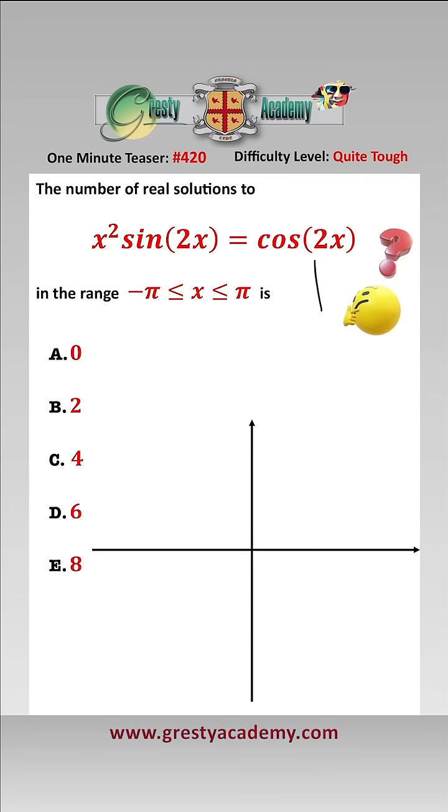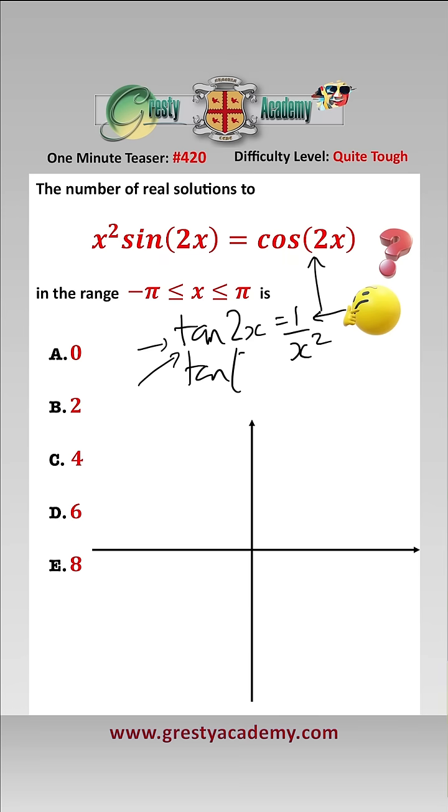So the first thing we need to do is rewrite this in a nicer form. So basically that is the same as tan of 2x is equal to 1 over x squared. Both of these are graphs that we can draw relatively simply. Okay, so remember that tan 2x is basically tan of x over a half. So it is a stretch by a factor of a half, or a squashing by a factor of 2.